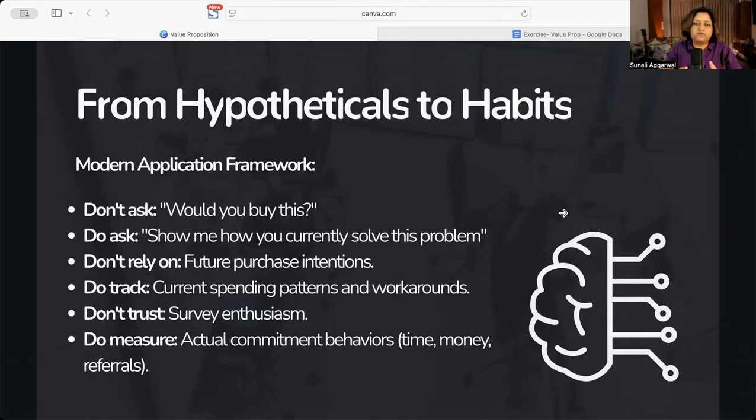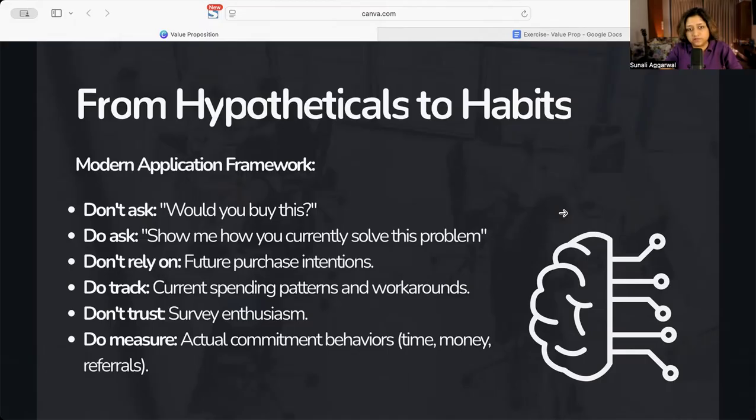I want all of you to have this kind of a mindset where you say, let's test this hypothesis. Define your hypothesis very correctly and clearly. What is the hypothesis? And then test it out in the real world. Don't do surveys. If you want to, do deep customer interviews, but don't do surveys. Surveys are very misleading. So, yeah, from hypotheticals to habits.